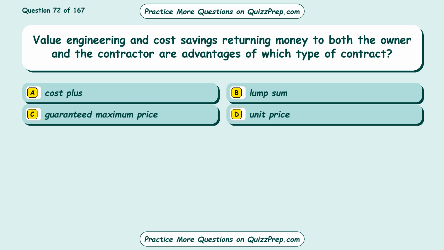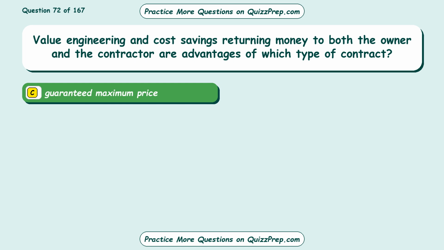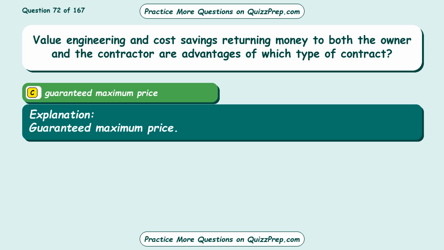Question 72. Value engineering and cost savings returning money to both the owner and the contractor are advantages of which type of contract? Option A, cost plus. Option B, lump sum. Option C, guaranteed maximum price. Option D, unit price. The correct answer is option C, guaranteed maximum price.